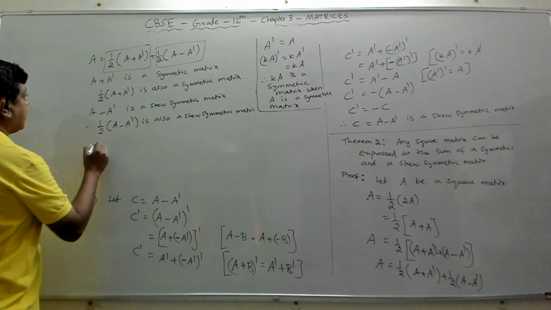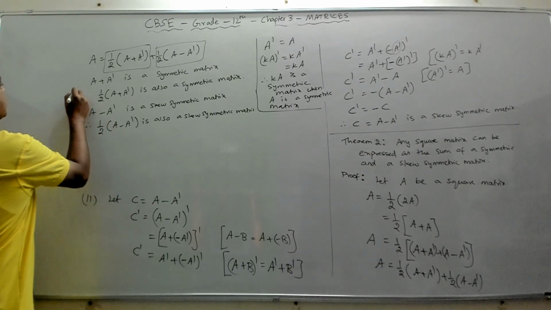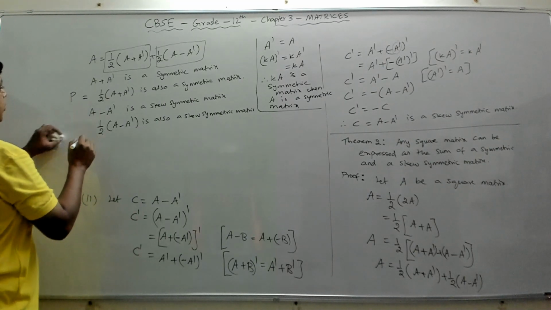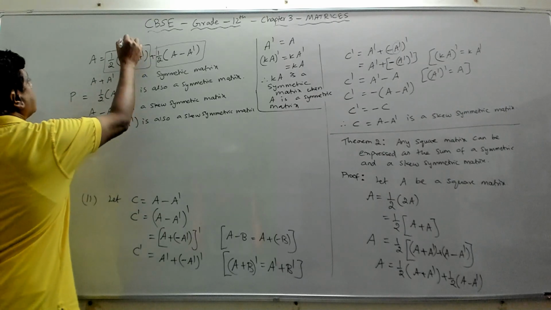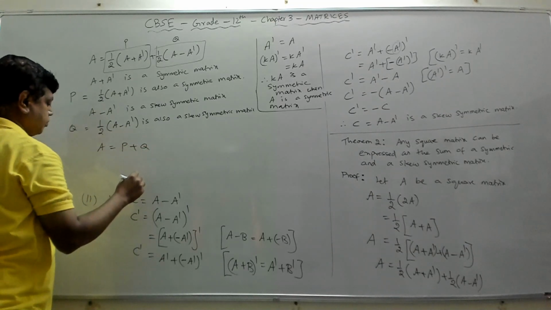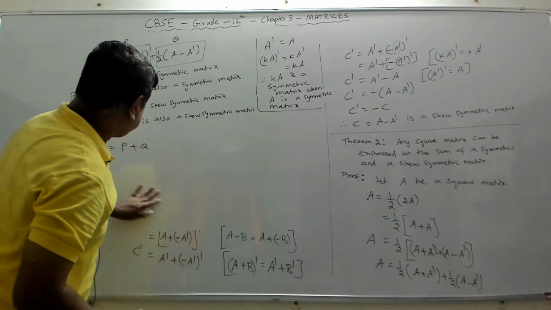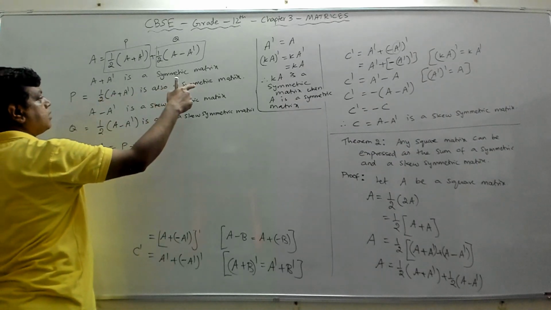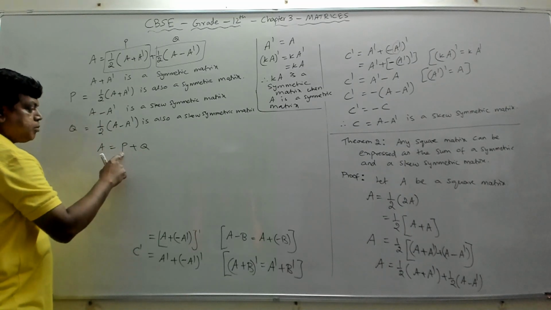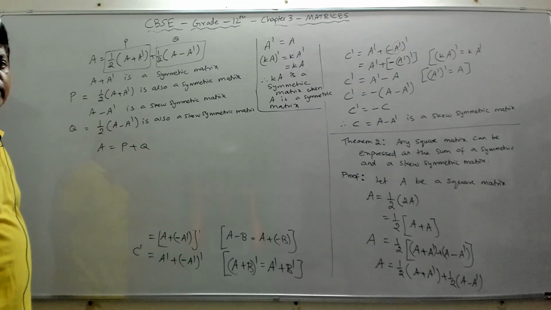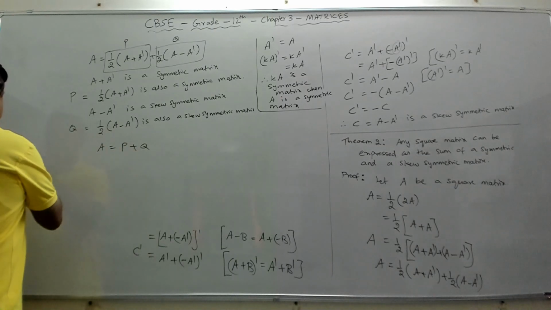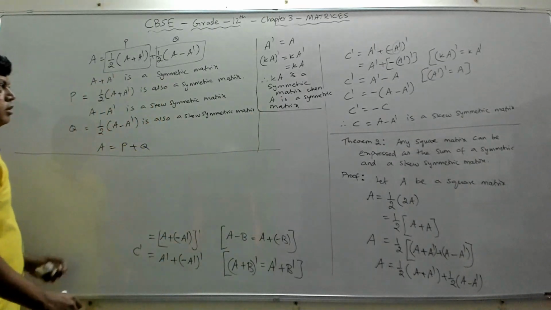Suppose I call this P and this whole thing Q. Then A is equal to P plus Q, where P is a symmetric matrix and Q is a skew symmetric matrix. So a matrix A is written as a sum of a symmetric matrix plus skew symmetric matrix. Clear? So that is the proof. So the proof ends here. All of you can pause the video and take notes.